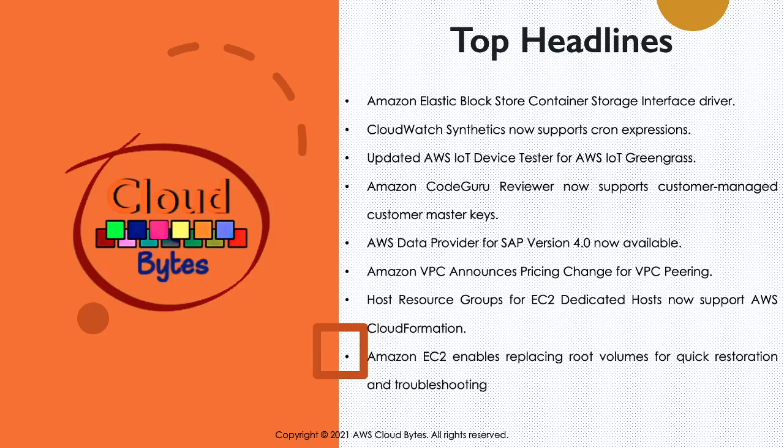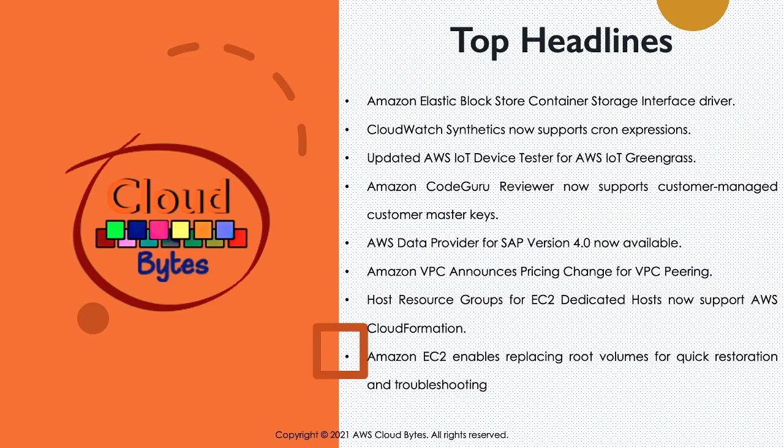Moving on to our last headline of the week, Amazon EC2 enables replacing root volumes for quick restoration and troubleshooting. Amazon EC2 announces a new feature called the replace root volume feature that enables customers to replace the root volume for a running instance. The feature restores the root volume of an instance to its launch state or to a specific snapshot. And the good thing is that you don't have to stop the instance. So without stopping the instance, you can do this.